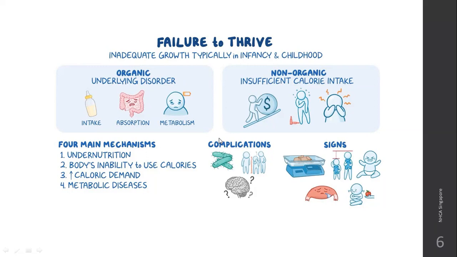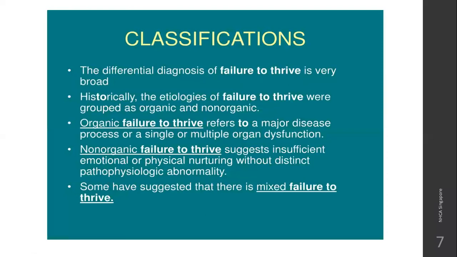So there are four main mechanisms of failure to thrive. One could be undernutrition, the child is not nourished well. Even if the child is nourished properly, the child's body is not able to use calories properly. There is increased caloric demand. Metabolic diseases are also increased. So these are the main mechanisms of failure to thrive, and various other complications are there. We will discuss the complications in the coming slides.